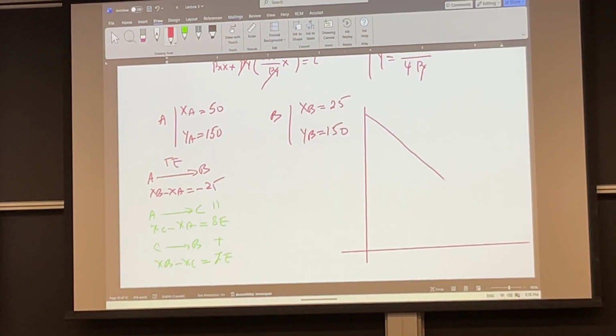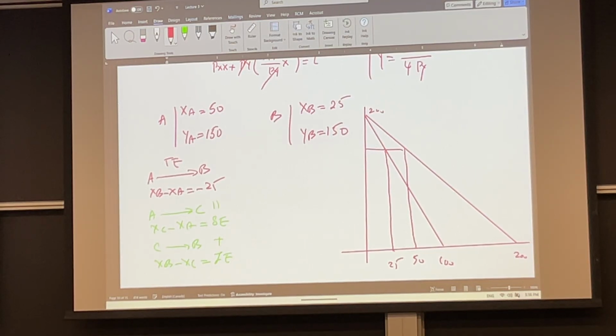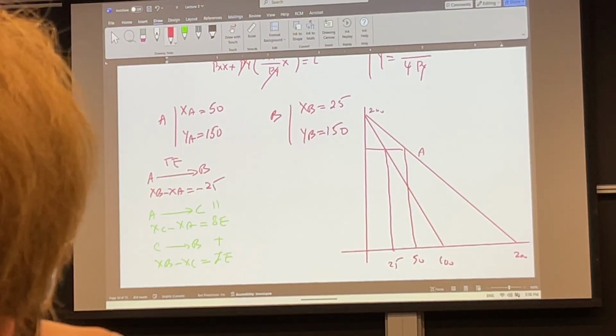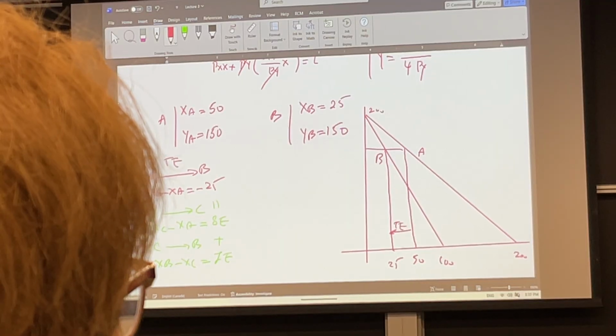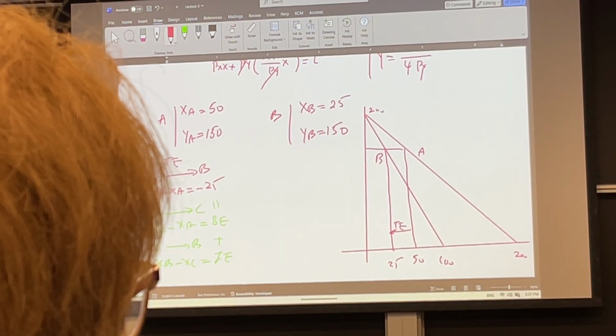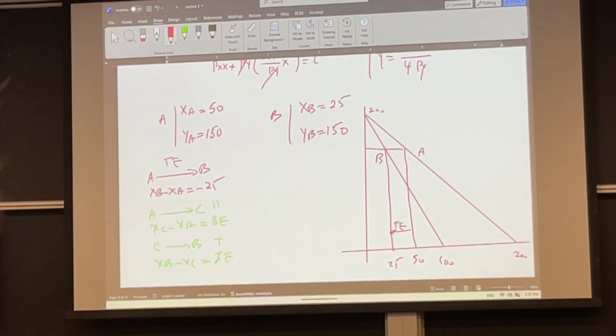That's the initial budget line. That is the terminal budget line. The consumer consumed 50, then 25. This was A. This was B. That was the total effect. You want to take that total effect and split it into income and substitution effects.